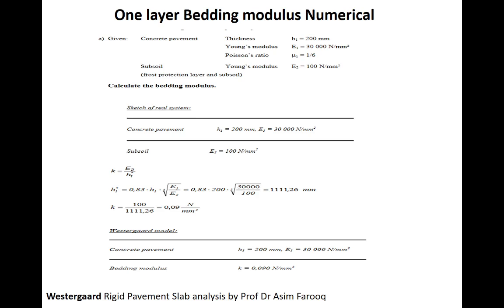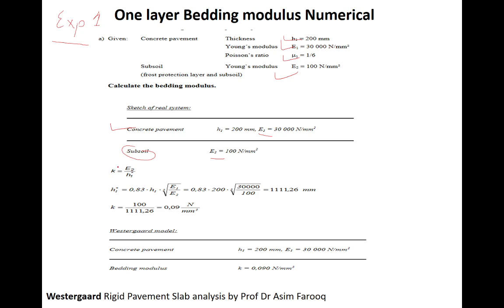So this is our very first numerical tutorial. Here we have a condition given where the top layer thickness is 200 millimeters and E1 is 30,000, while mu1 is 1/6, while the Young modulus of the subsoil is 100. So what is our task? We are trying to determine the bedding modulus.